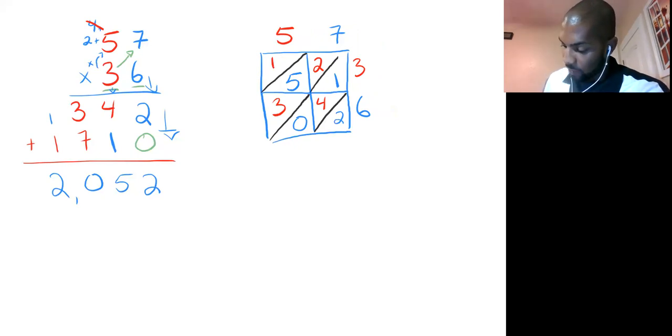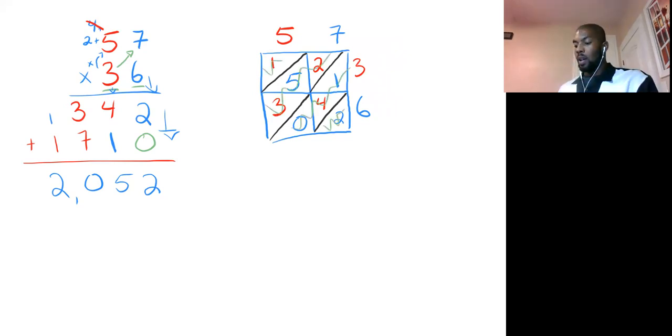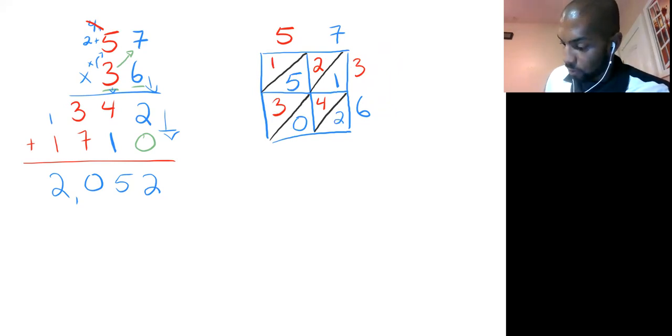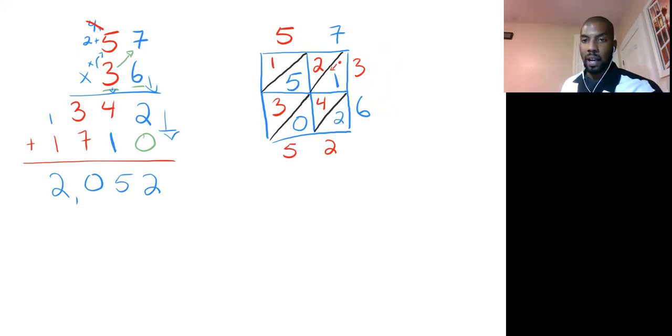So imagine everything I'm shading is a column. So this is a column, that's a column, that's a column, that's a column. All we're going to do is add straight down those columns, okay? So watch this. 2. 2 plus nothing in its column is just 2. So we write down the 2 here, right underneath it. I start up here and I go straight down. 1 plus 4 is 5. 5 plus 0 is just 5. I'm done with that column.